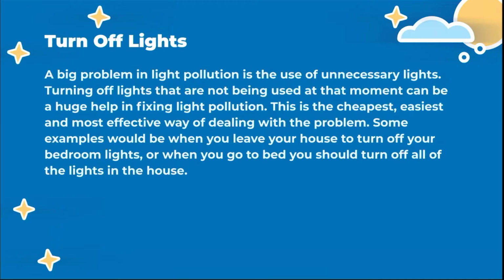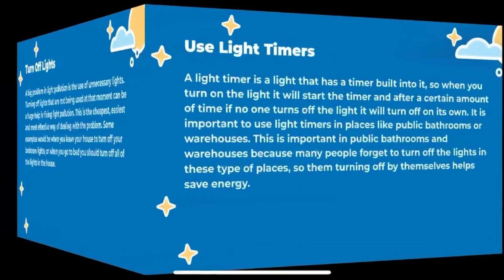A big problem in light pollution is the use of unnecessary lights. Turning off lights that are not being used at that moment can be a huge help in fixing light pollution. This is the cheapest, easiest, and most effective way of dealing with the problem. Some examples would be when you leave your house, turn off your bedroom lights, or when you go to bed, shut off all of your lights in the house.